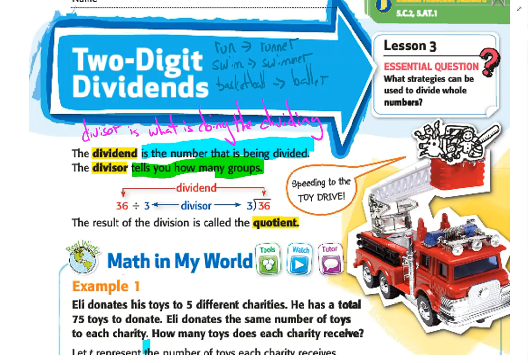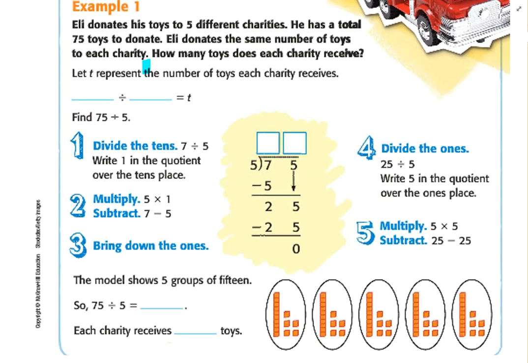So the result of this then is the answer to a division problem, which is called the quotient. That's a very important word to know to be able to separate as we answer things. The quotient is the answer to a division problem. So let's look at our first example here.